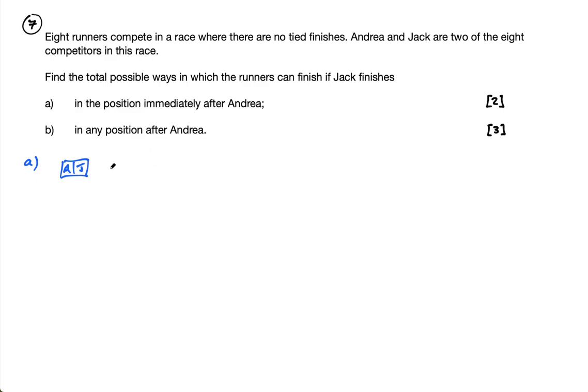And then the other runners, let's call them B, C, D, E, F, G. So that's 8 runners. 1, 2, 3, 4, 5, 6, 7, 8 runners. But these two are stuck together, so they behave as one object. And if we're going to find the number of ways in which we can arrange these 7 objects, we just do 7 factorial, and that will give me the answer.